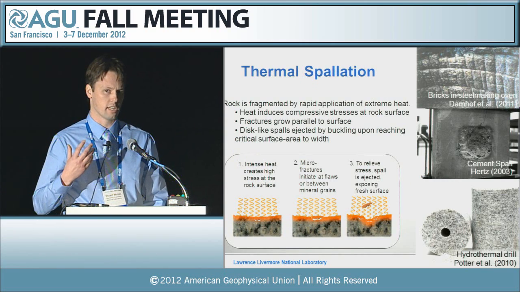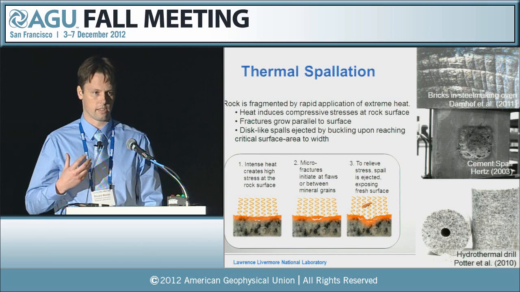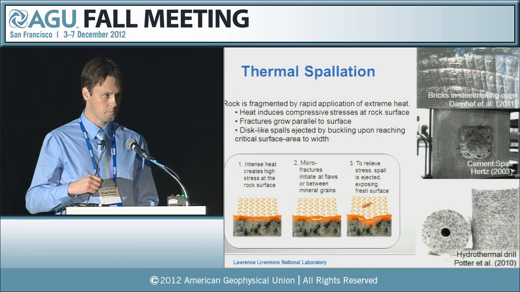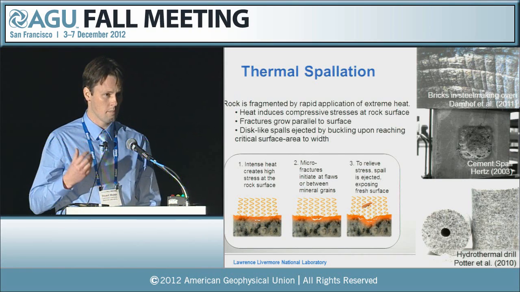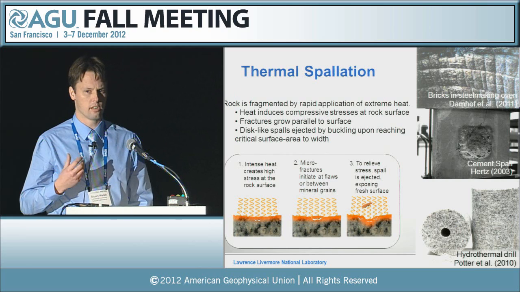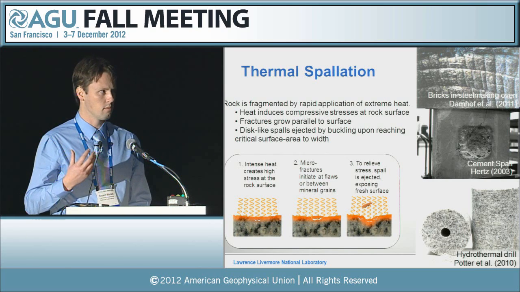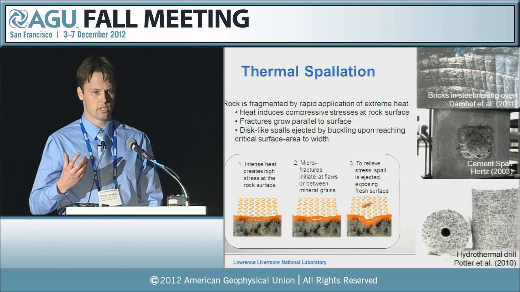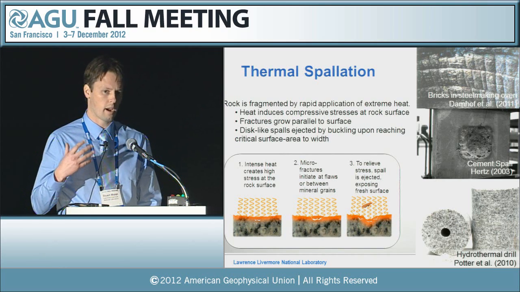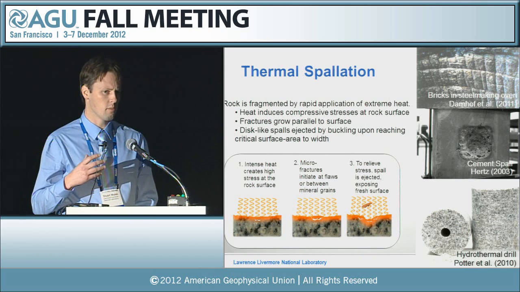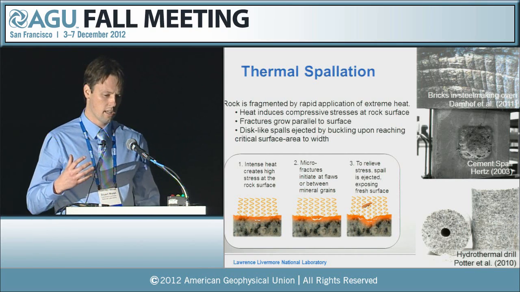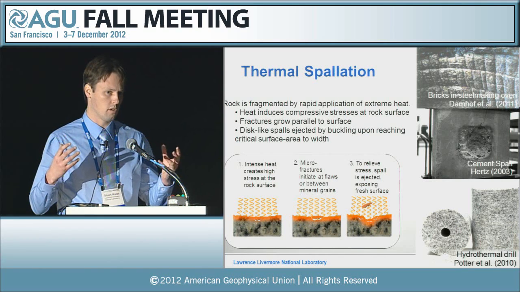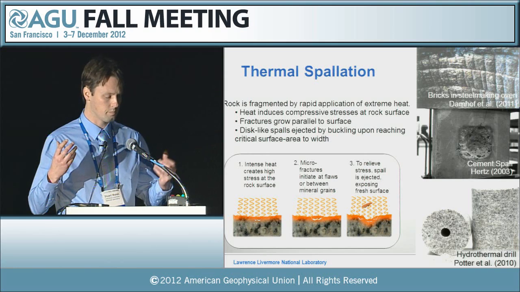Mechanical means are not the only techniques for penetrating these hard brittle rocks that you find in EGS. Thermal spallation is another method. Basically, the idea behind thermal spallation is that through the rapid application of heat, we induce high compressive stresses close to the surface of the rock. These compressive stresses drive fractures parallel to the surface. Eventually, once those fractures have reached a sufficient extent, the compressive stresses act to buckle that fragment, and it pops off as a small piece known as a spall.